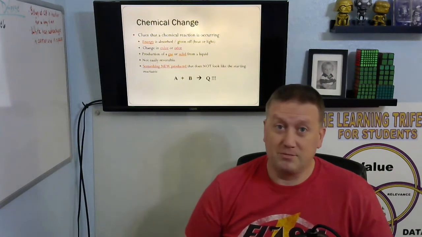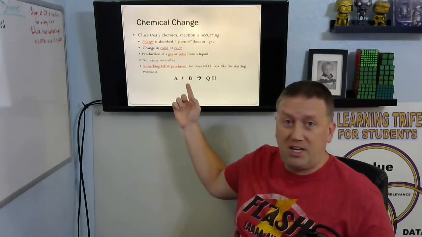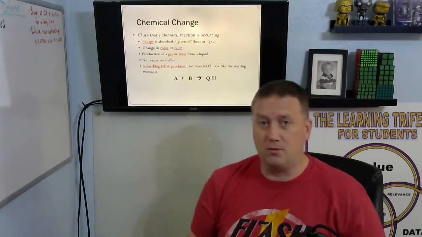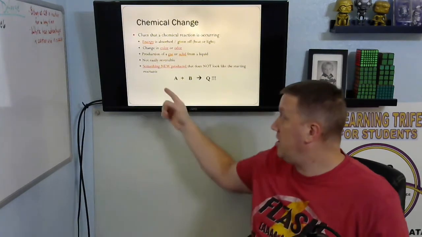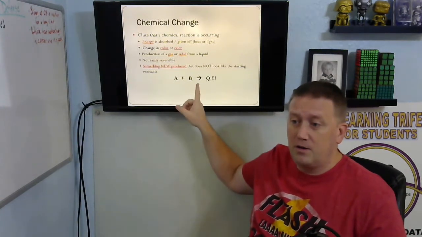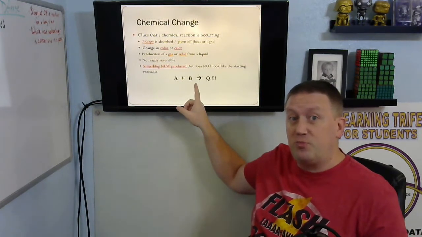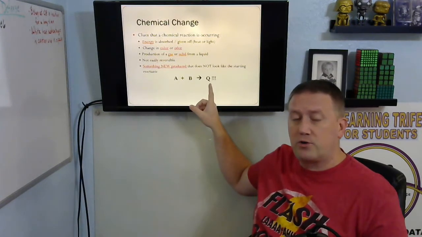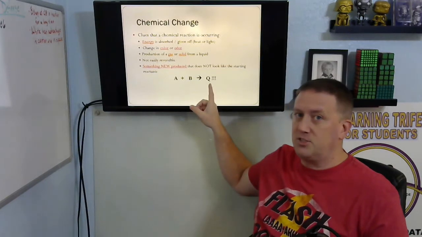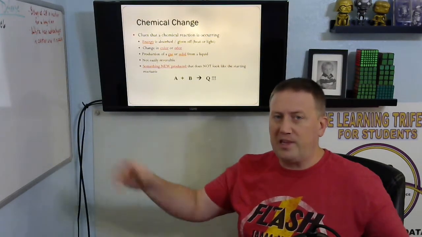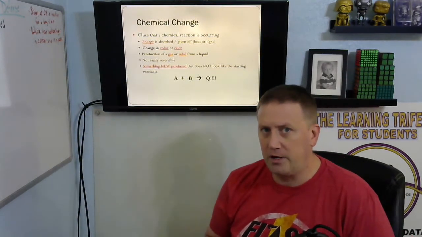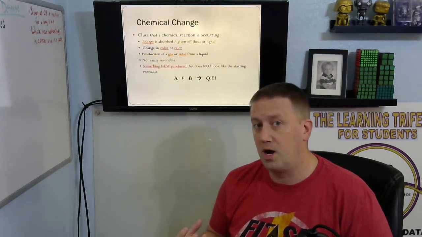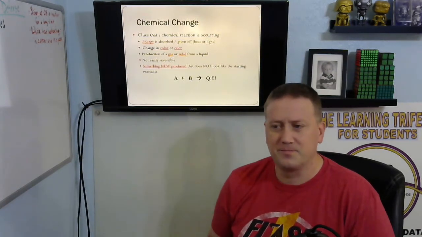And lastly, the key concept for today's video. We're starting off with substance A, combining with substance B, and we're creating substance Q, which is a completely new chemical, a completely new substance.